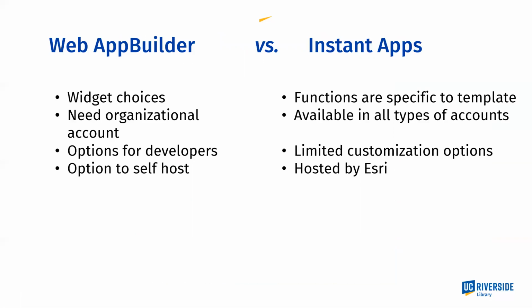So if you're a little confused right now, like Instant Apps, Web App Builder, which one? What are the differences? Well, with Web App Builder, you have those widget choices, right? Versus Instant Apps, where the functions that a user can partake in are specific to the template that you chose. With Web App Builder, you do need to have that organizational account, such as the UCR account, rather than the personal or public account. Whereas Instant Apps are available in those public accounts and all the other accounts too. Web App Builder has options for developers to do their thing and make it even more customized, whereas Instant Apps have more limited customization options. And like I said, with Web App Builder, you have the option to self-host, versus Instant Apps, they're going to be hosted by Esri, end of story kind of thing. So anyway, I hope that helps clarify some of the differences between Web App Builder and Instant Apps.